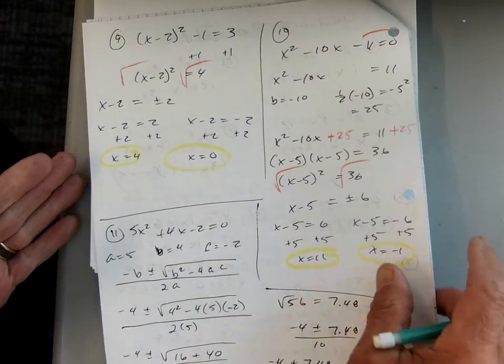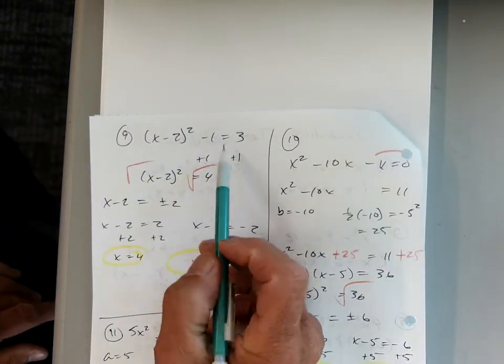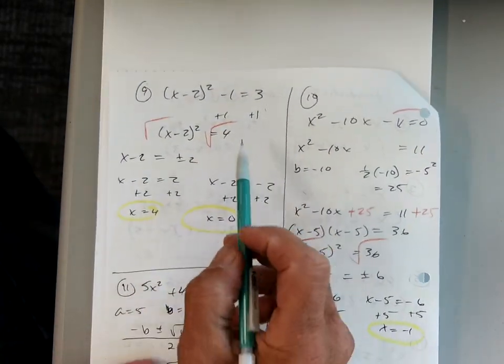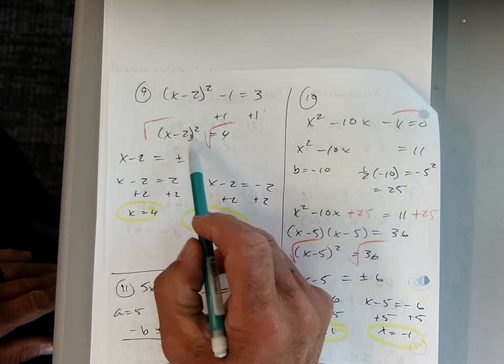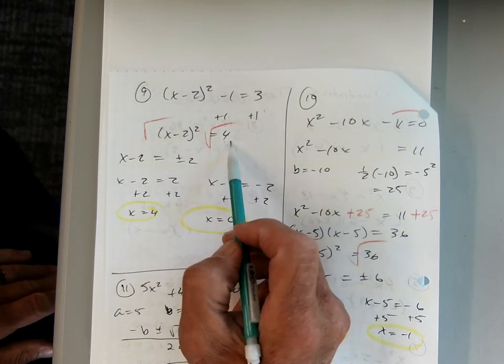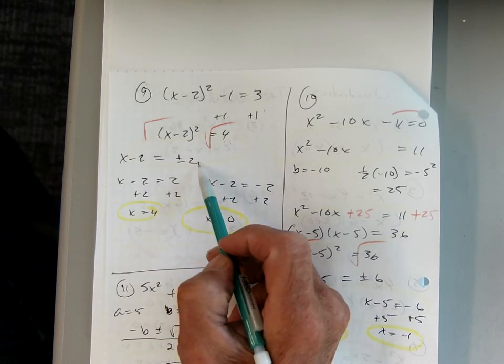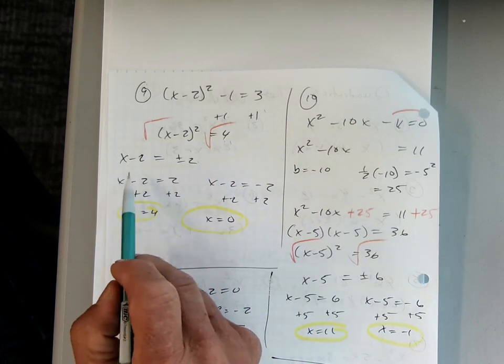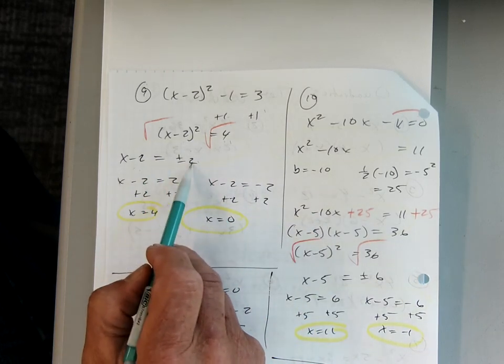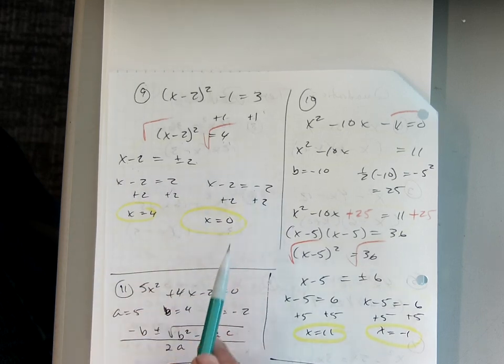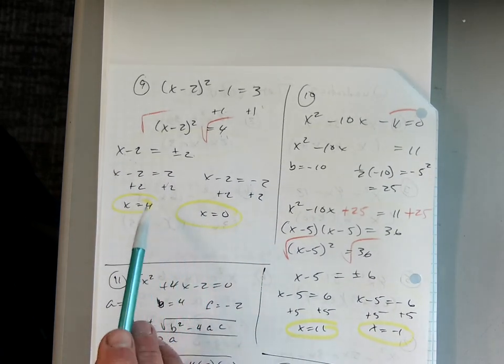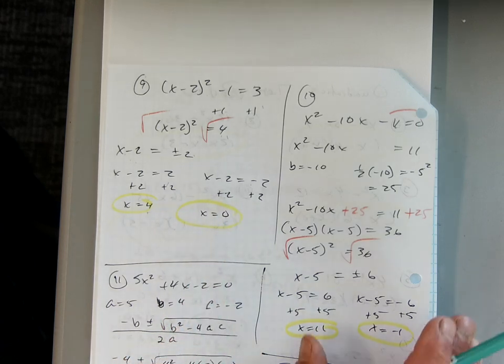Okay, number 9. Well, I'm going to solve. So I'm going to go plus 1, and I get a 4. I got to get rid of the square, so I square root it, and I need two answers, plus minus 2. So I take my x minus 2 and set it equal to 2, and my x minus 2 set it equal to negative 2. I've got to solve. That's easy. Plus 2, plus 2, I get 4. Plus 2, I get 0, okay?